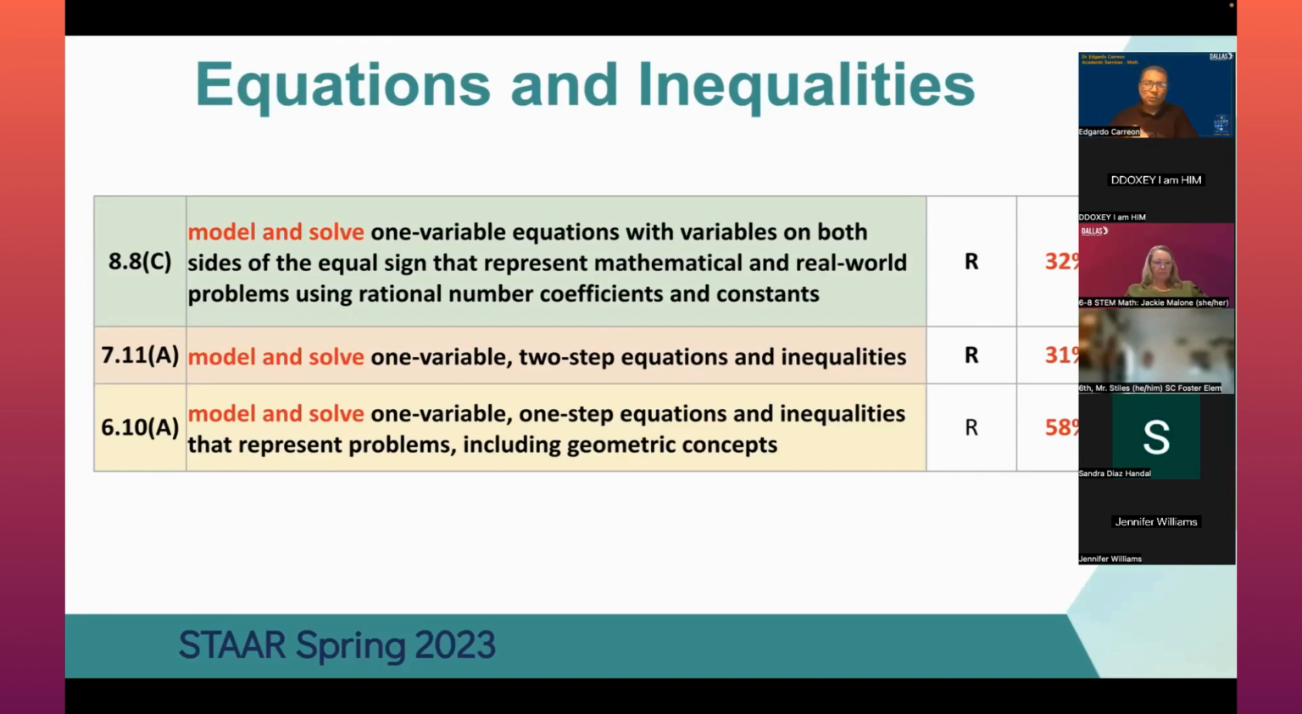Now take a look at those scores. We have 58% for 6th, 31% for 7th grade, and then 32%. Those scores started decreasing and decreasing. What might have been the root cause for this? What do you think might have caused this drop in the scores, other than they have to work it out? More than one step, yes.